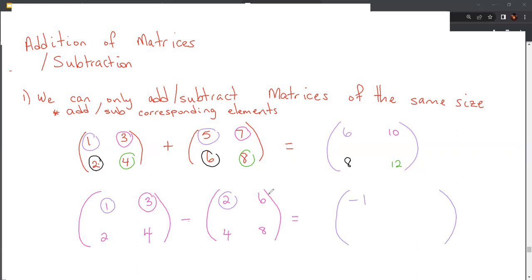3 minus 6. 3 minus 6, we subtract and take the sign of the larger number, that's minus 3. 2 minus 4, I got negative 2. And 4 minus 8, that will be negative 4. Right, so that's our first rule, adding and subtracting matrices.